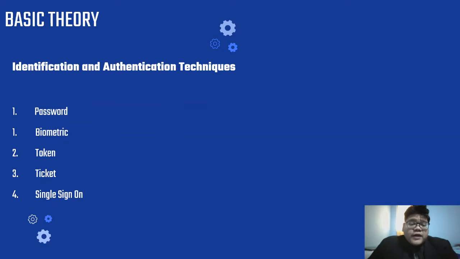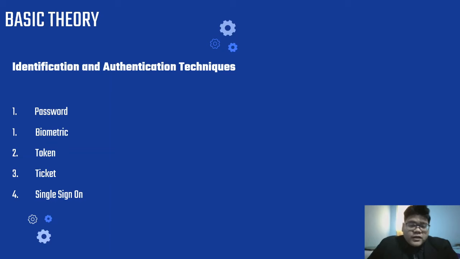There are 4 identification and authentication techniques. Number 1 is password. Passwords are a very commonly used authentication technique, but this is also the weakest authentication technique in terms of security protection. Number 2 is biometric. Biometric is an identification and authentication technique that belongs to the category of something you are. Biometrics uses behavioral and physiological characteristics that are unique to the subject.